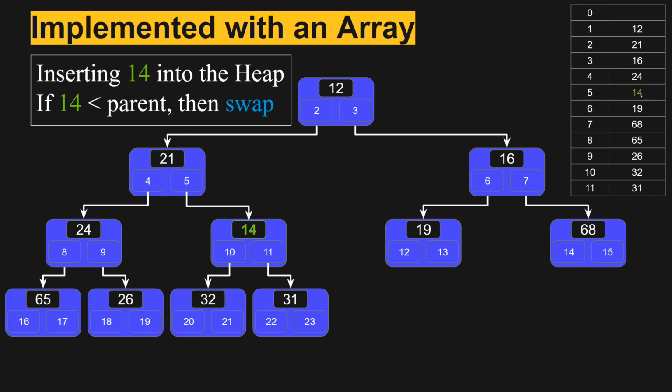Next, we check 14 against 21. And 14 was less than 21, so we swap again. And so now 14 is at index 2, and 21 is at index 5. 14 is greater than its parent. So we are done with the percolating step, and that's it. We now have added a new item and have reasserted the heap's order property.